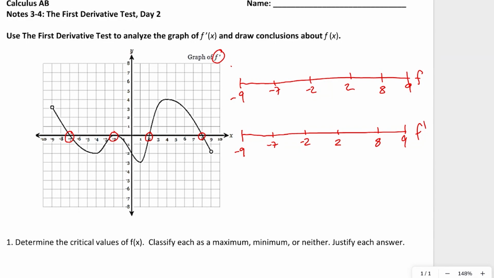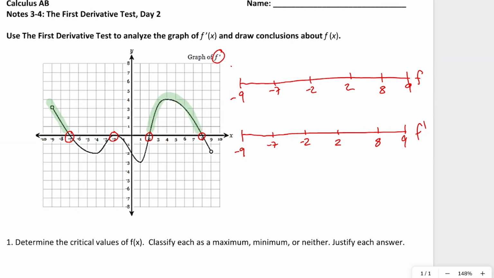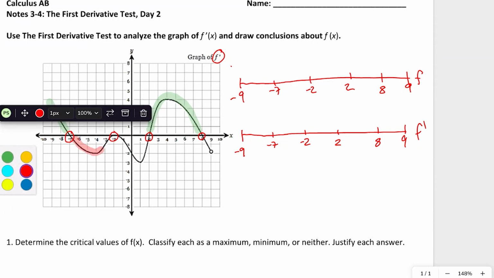We also have intervals here where the slope or the derivative is positive, meaning above the x-axis, like here and here. And we have some intervals where the slope or the derivative is negative, here, here, and here.